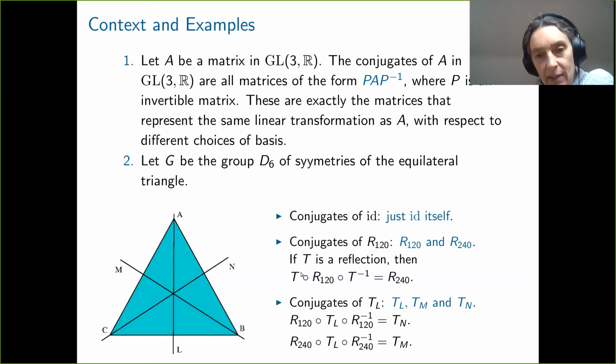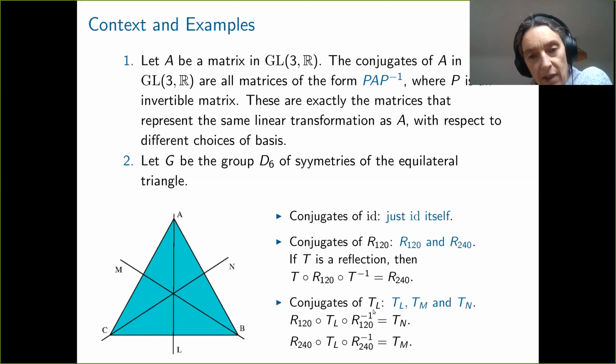So if we take T composed with rotation through 120, composed with the inverse of T, which is T itself, for any one of the three reflections, we'll find that in fact what we get is the other rotation, the rotation through 240. Okay? So I'm not claiming that this is completely obvious. I'm claiming that it should be checkable by looking at the group table for D6 and confirming it by calculating the products. So the only conjugates of the rotation through 120 are itself and its partner, the other non-identity rotation.